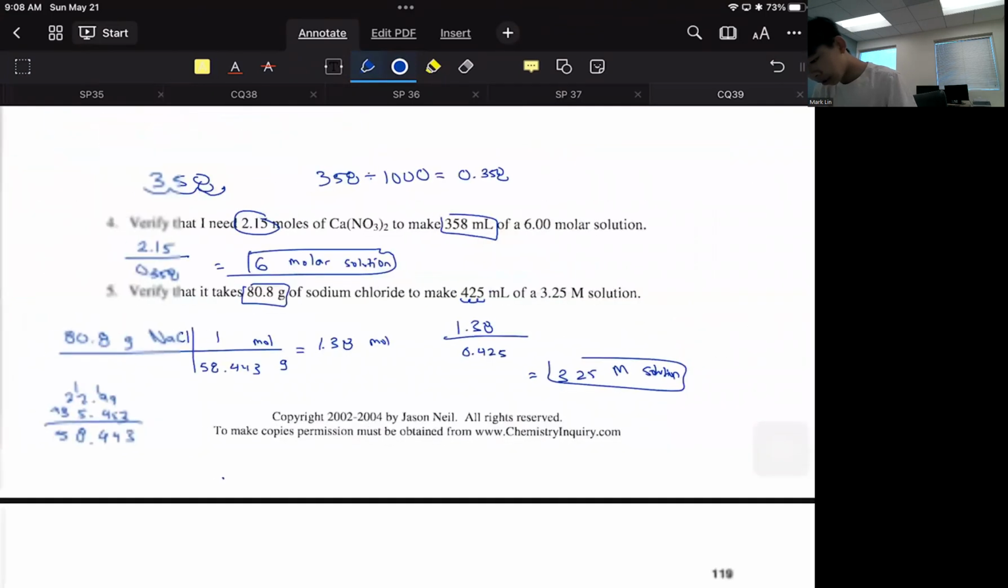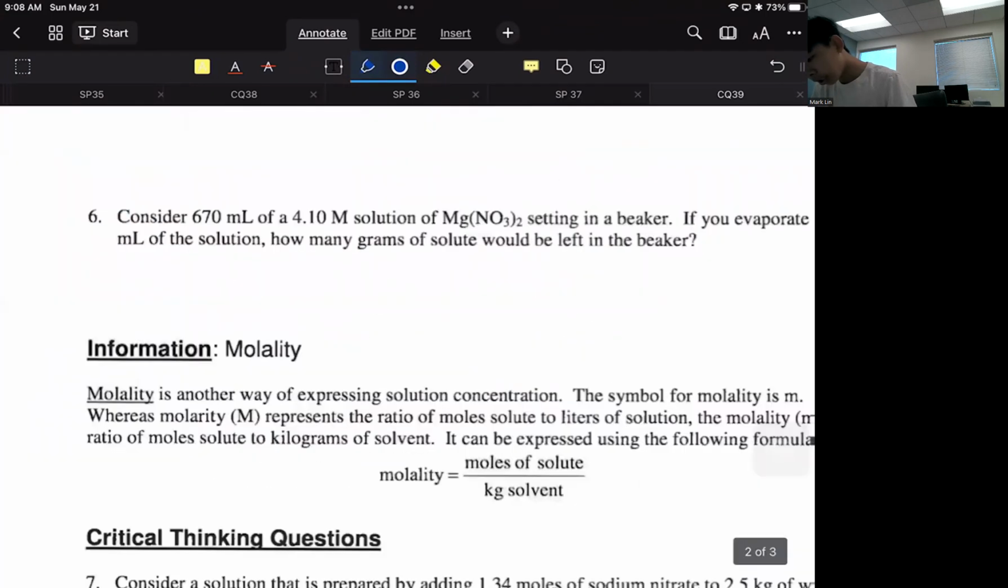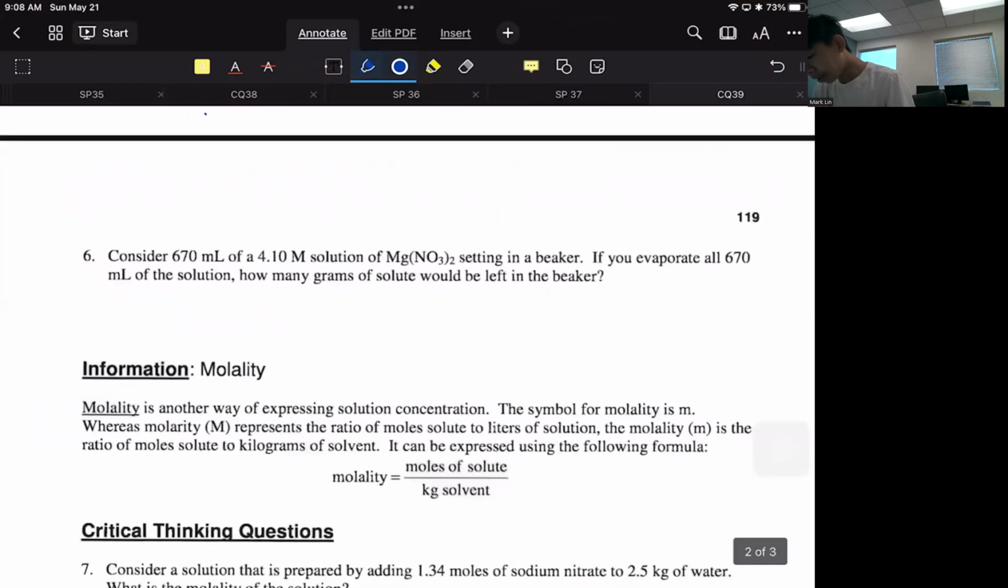All right, let's go. Number 6: consider 670 milliliters of a 4.1 molarity solution of Mg(NO3)2 sitting in a beaker. If you evaporate all 670 milliliters of solution, how many grams of solute would be left in the beaker?